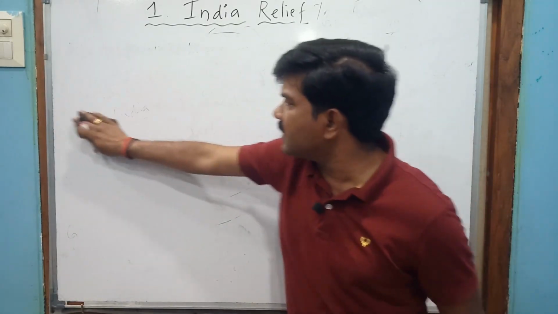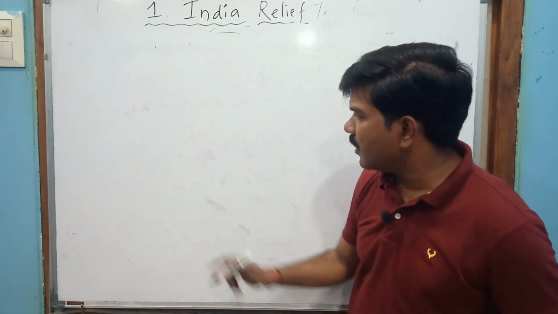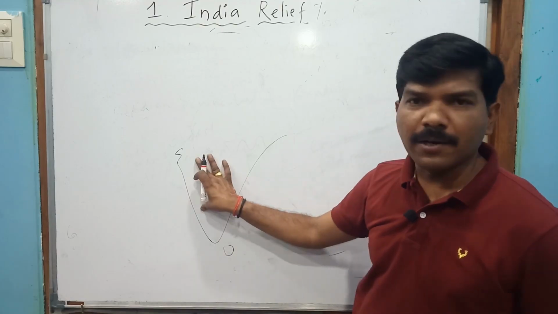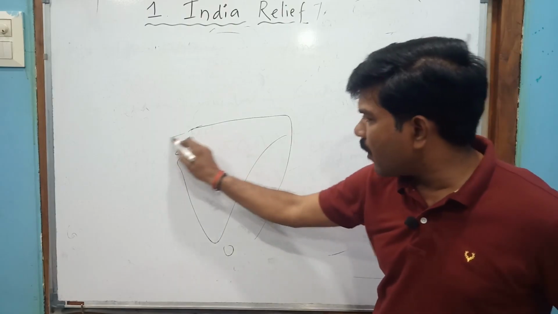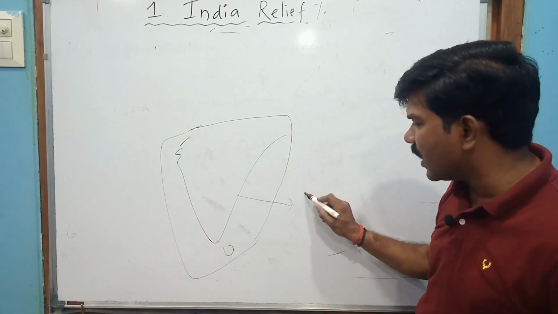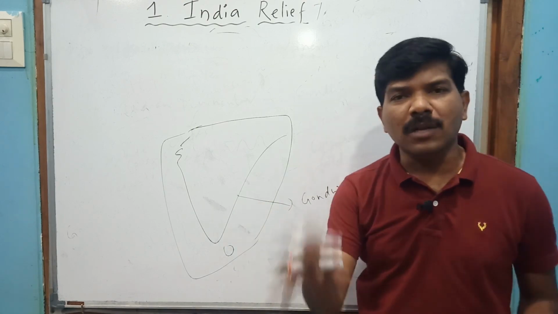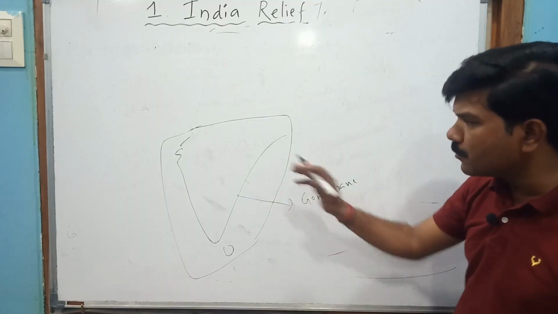What about the plains? How are the plains formed? Let's see how the plains are formed. As I said, this is the peninsular plateau. This entire plateau is the peninsula. This part is Gondwana land. The oldest landmass in India is the peninsula. This is Gondwana land, this is peninsula land.